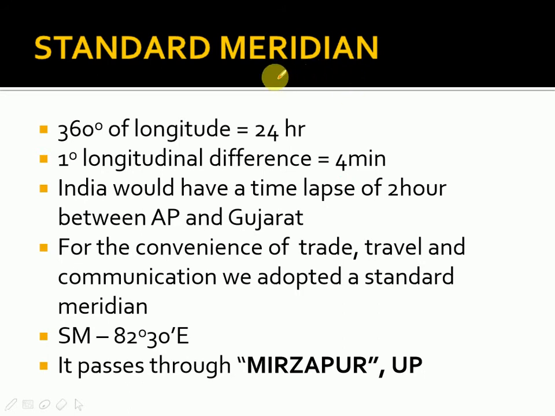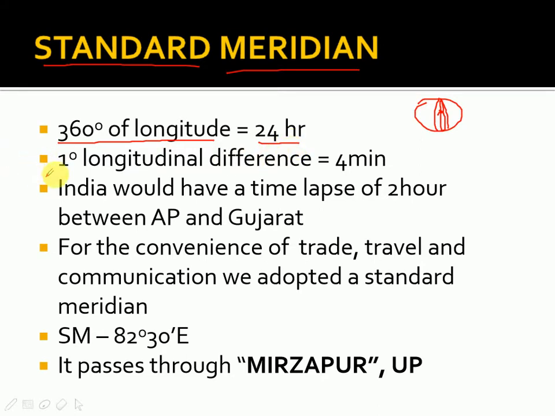Now, what is the reason for us adopting a standard meridian? The reason is quite simple. If you look into a globe, there are 360 imaginary lines running from north of the globe to the south. Okay, so at 0 degree we have the Greenwich, and there are 180 degree lines to the east and 180 degree lines to the west. So these 360 degree longitudes divide within themselves 24 hours.